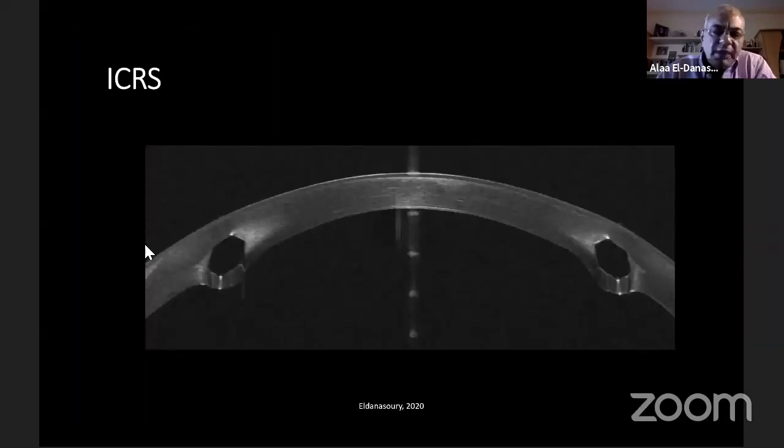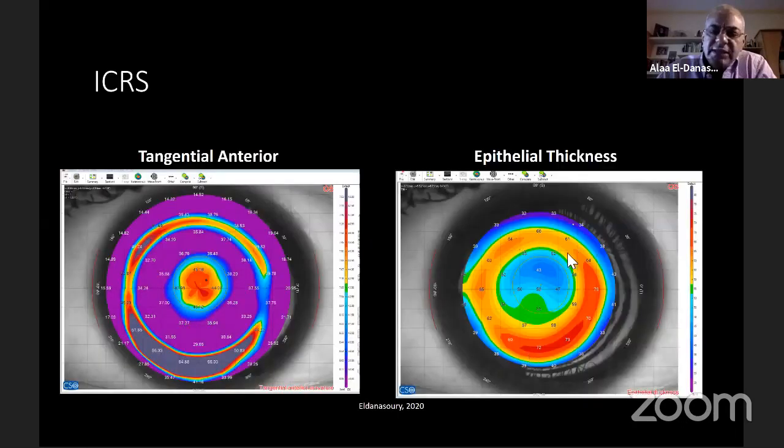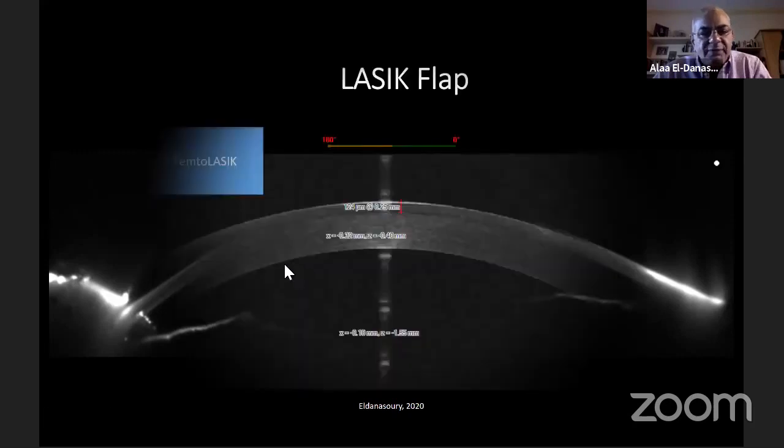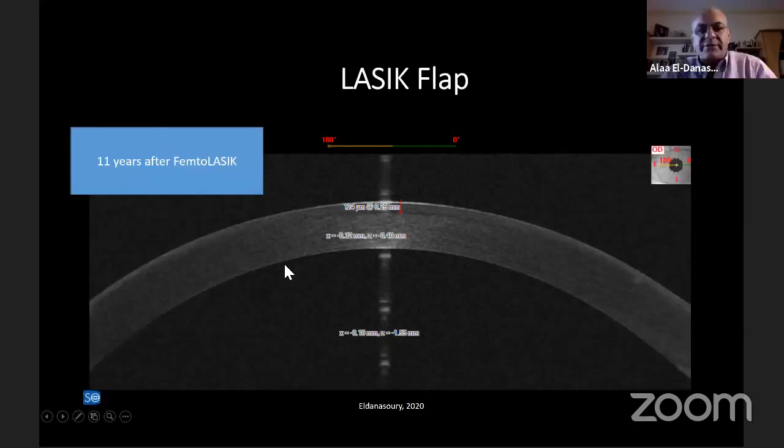Another example of the case with the Intacs, in this case, 2 rings, and you see the extensive thickening of the epithelium central to the ring, which ends in relative flattening central to it. Of course, if you're using Scheimpflug imaging, you don't see anything. You hardly see the segment because of the scatter.